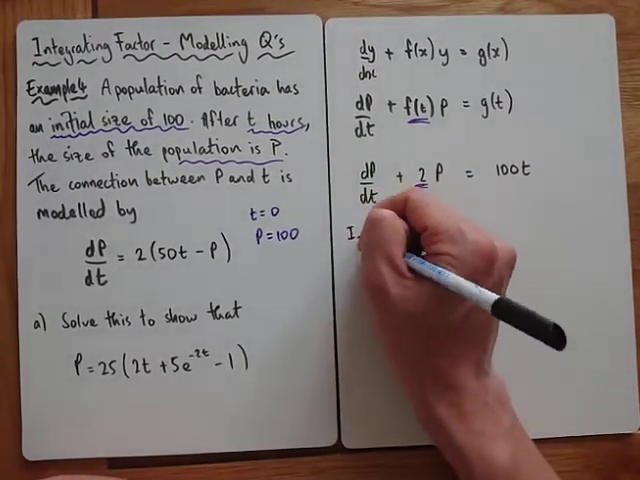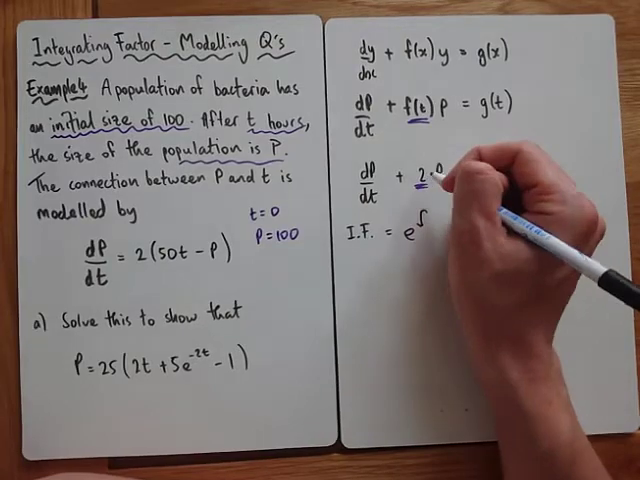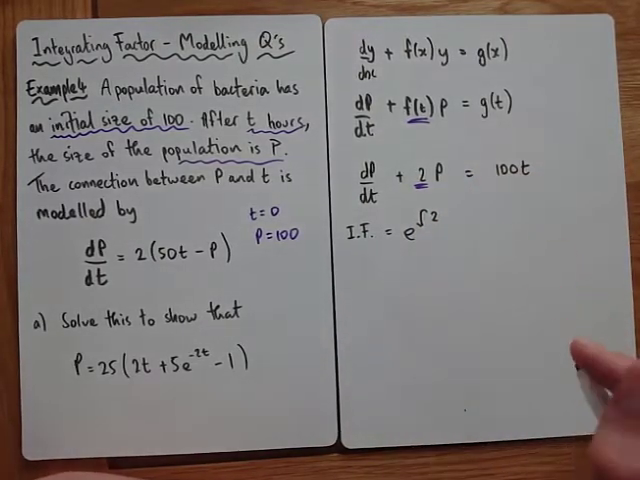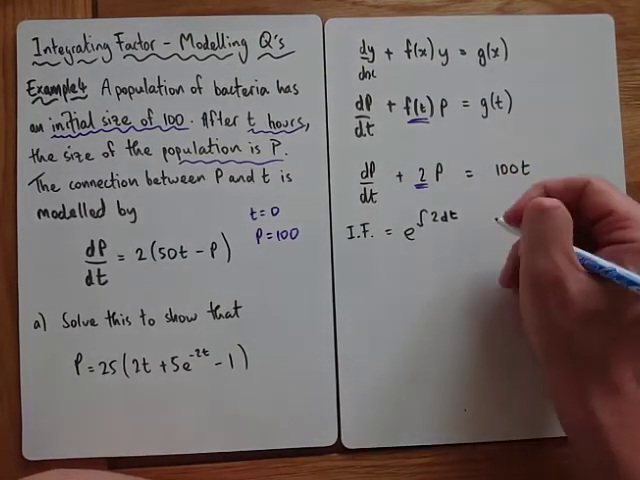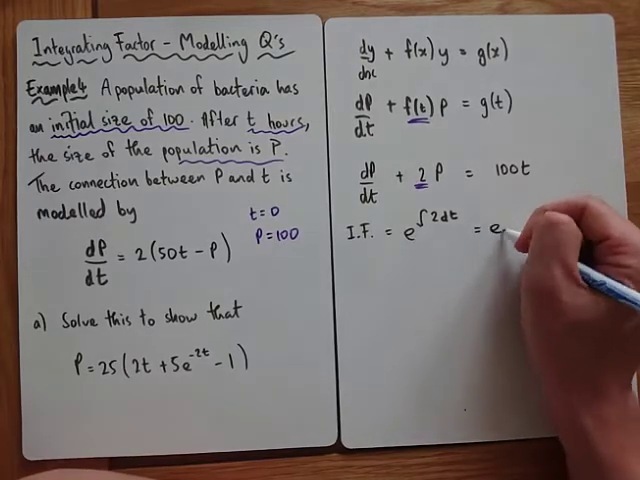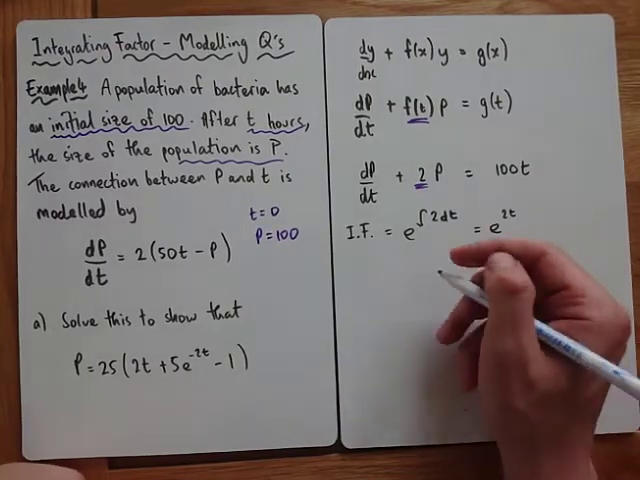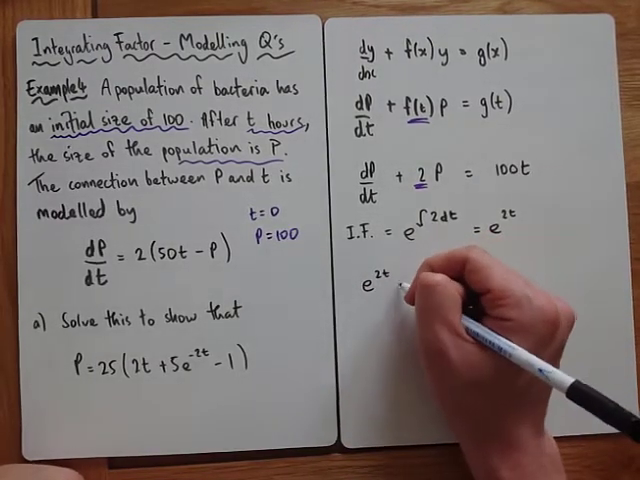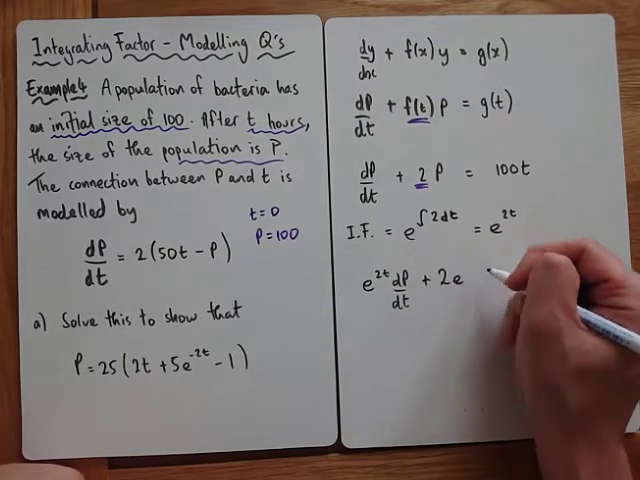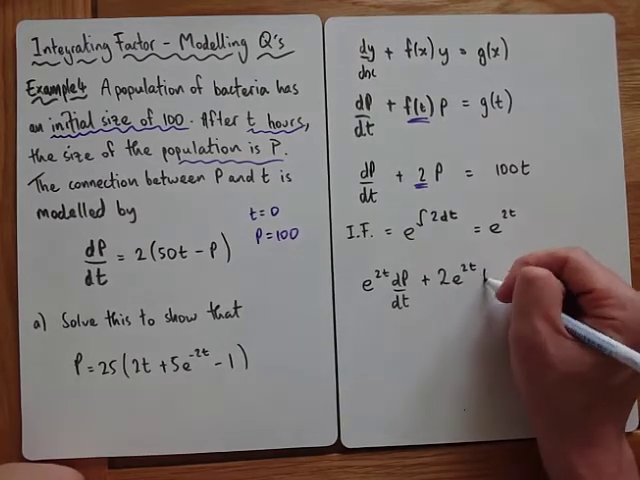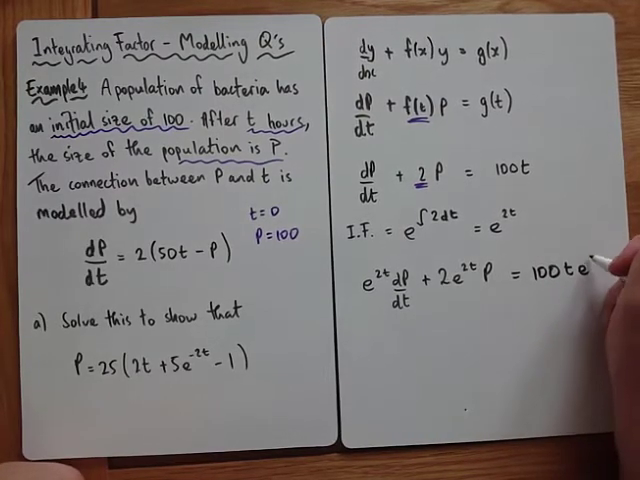And the integrating factor is going to be e to the integral of 2, just 2. Be careful here, it's not the x, is it? Instead of x, we're working with t, so that'd be with respect to t. Okay, so if we integrate 2 with respect to t, that would become e to 2t. So once we've found our integrating factor, let's multiply by it. We've got e to 2t dp by dt plus 2 e to 2t times p, and that would equal 100t e to 2t.